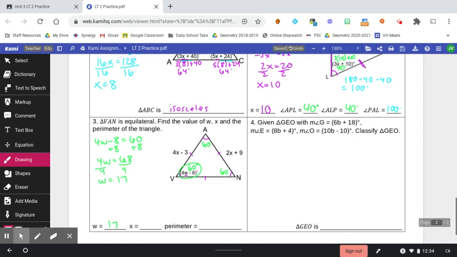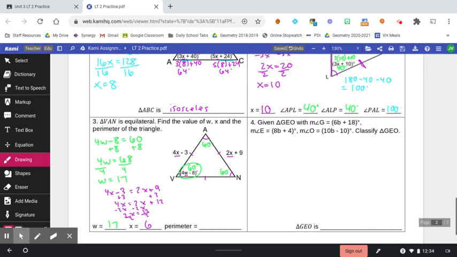I have 2 segments that have x in them. Are those segments equal? Well, this is an equilateral triangle, so the segments are equal. I'm just going to set them equal to each other. So 4x minus 3 equals 2x plus 9. Then I'll solve for x. So 2x equals 12. Dividing by 2 gives me x equals 6.